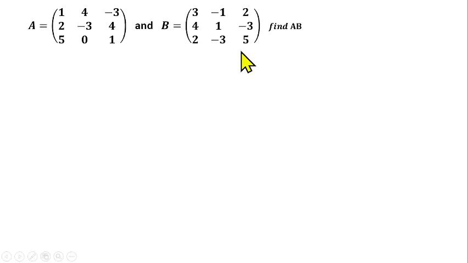Can they multiply each other? Yes, the answer is yes, they can multiply. The row here has 3 elements, the column has 3 elements. So each row here has 3 elements, each column here has 3 elements, so they can multiply. So let's see how we multiply them out.